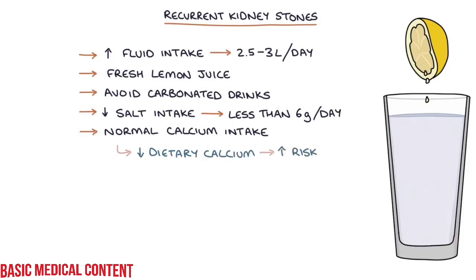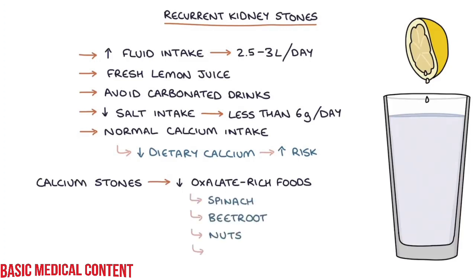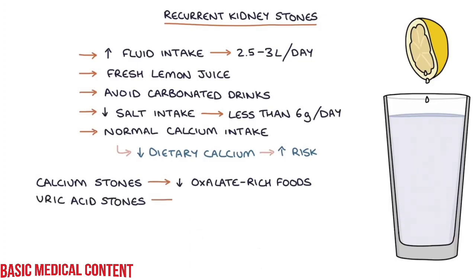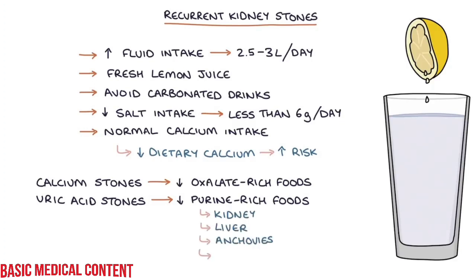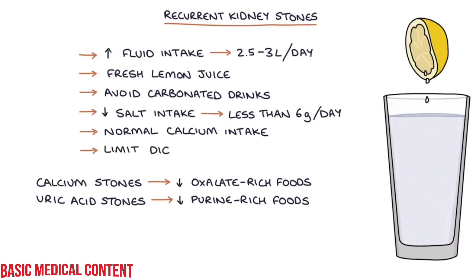Other common recommendations include, for calcium stones, reducing the intake of oxalate-rich foods, for example spinach, beetroot, nuts, rhubarb, and black tea. For uric acid stones, reducing the intake of purine-rich foods, for example kidney, liver, anchovies, sardines, and spinach, and generally limiting the dietary protein intake.